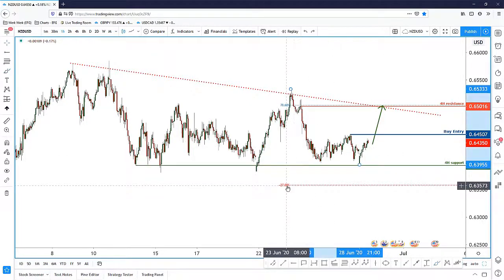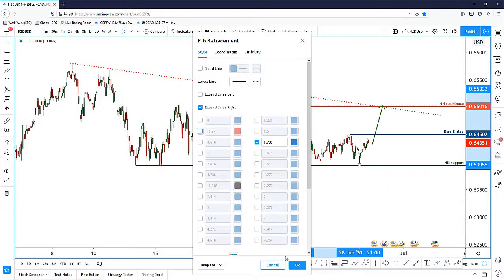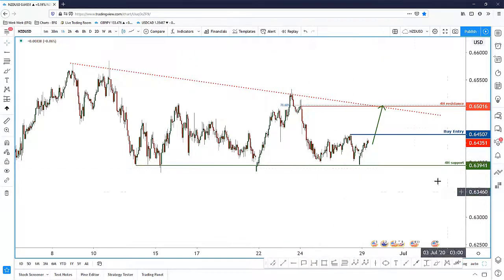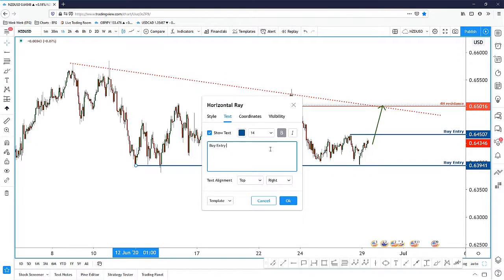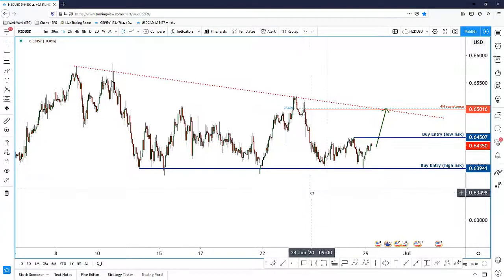Sorry, I have no idea why I selected the negative 27. But I'll change this to the buy entry for high risk. And this will be the buy entry for the low risk. The question then is, where will my stop loss be?